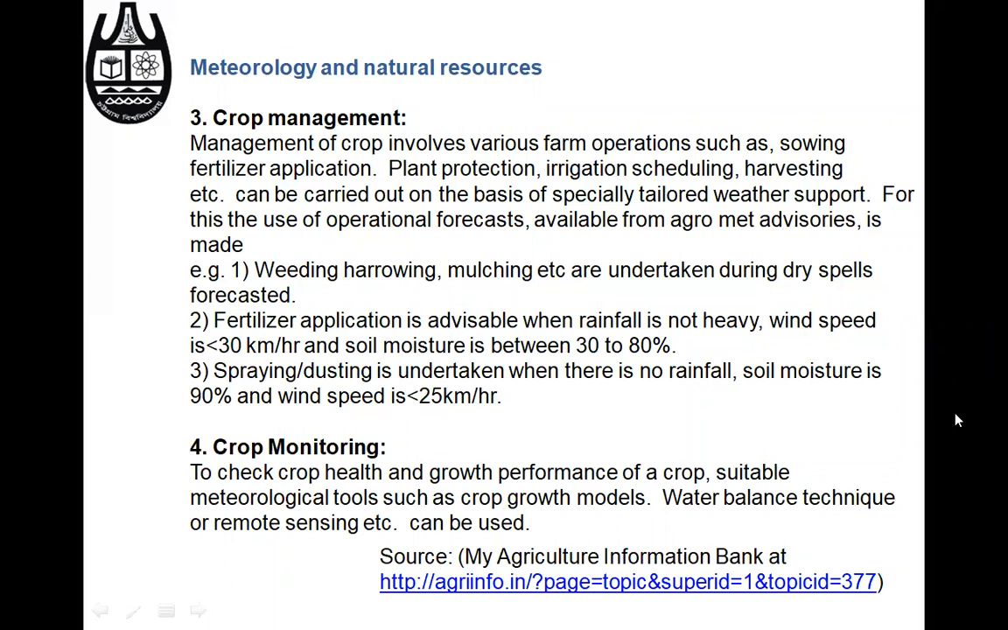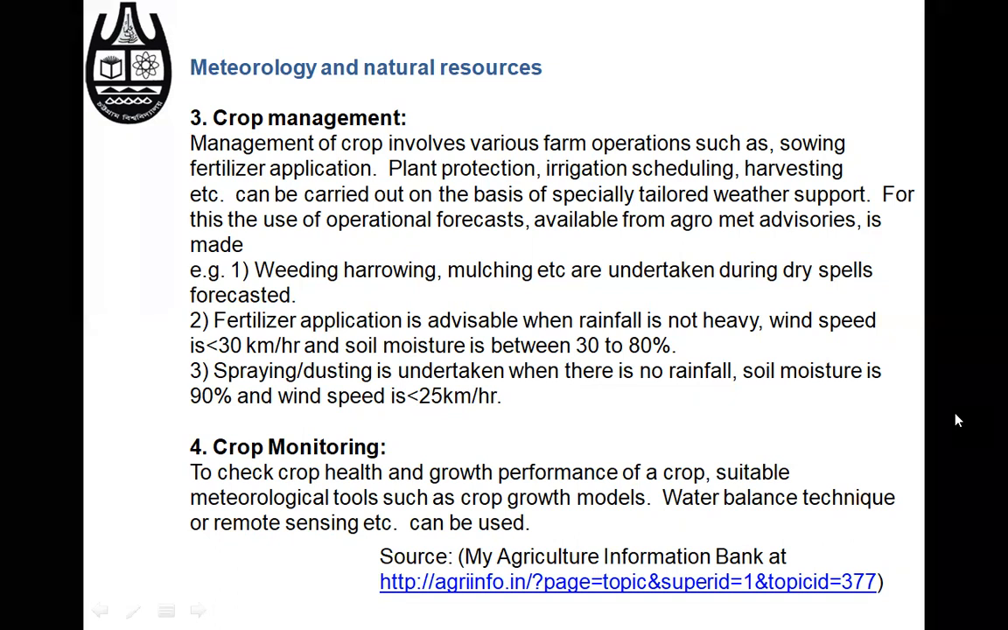Similarly, if you go for weeding and harrowing, both of these things need to be done during the dry spells, because at that time you can do that very easily. Fertilizer application, same thing. You also depend on the meteorological attributes. For example, during heavy rainfall for a couple of days, if you want to do the fertilizer application, what will happen? Your fertilizer application will be lost. Why? Because with the high amount of rainfall, it will be washed out.